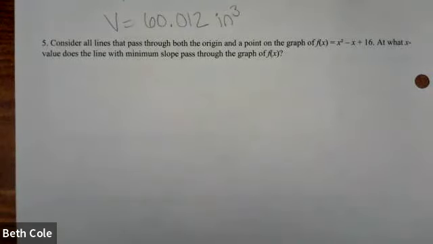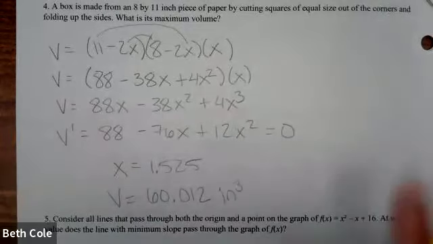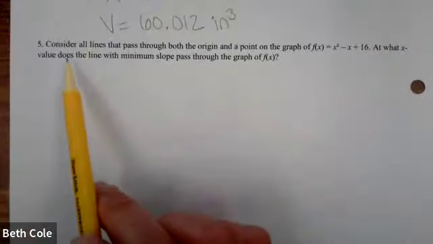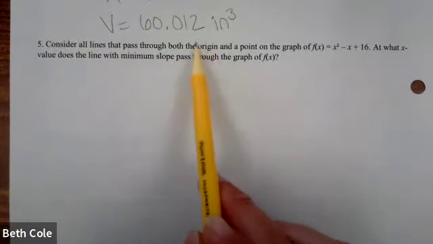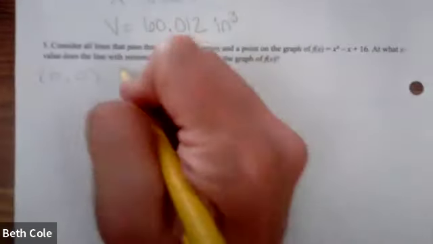In optimization, we're looking for maximum or minimum values. To review the one above that, do you remember we cut the corners out of a piece of paper and folded it up to make a box? We found maximum volume, okay? This one, we want to consider all lines that pass through the origin. What's that point? Yeah, 0, 0, and this equation.